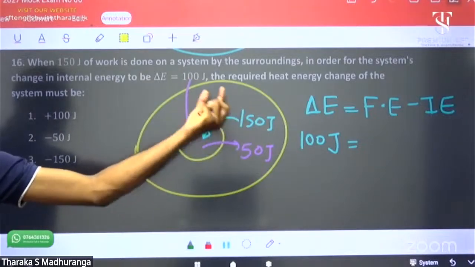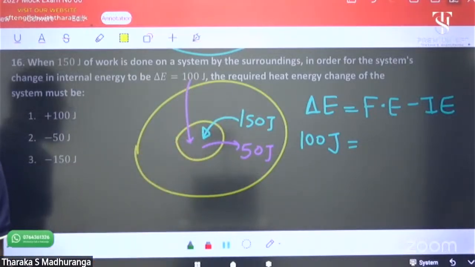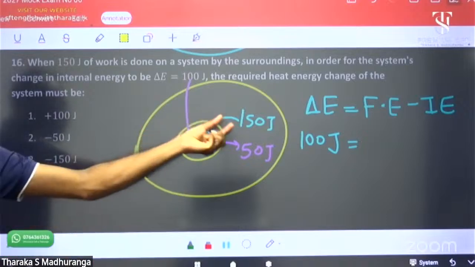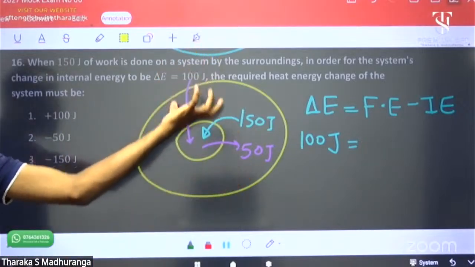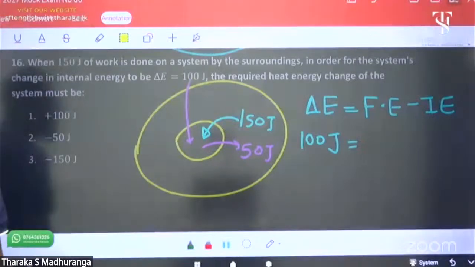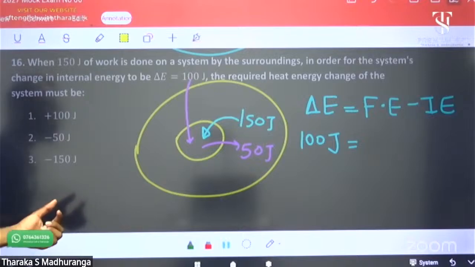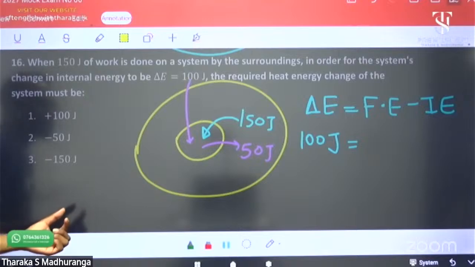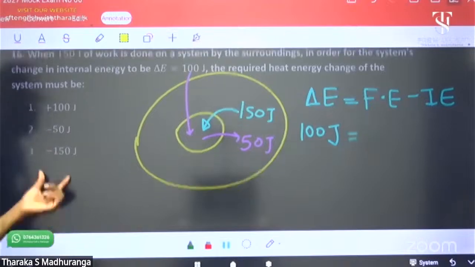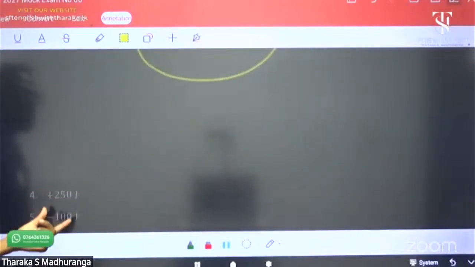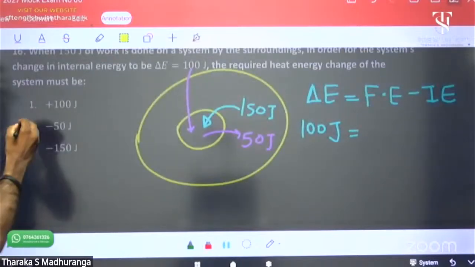Initially 150 joules absorbed into the system. If 50 joules is released into the surroundings, the internal energy difference delta E is 100. Okay, then the answer is minus 50.